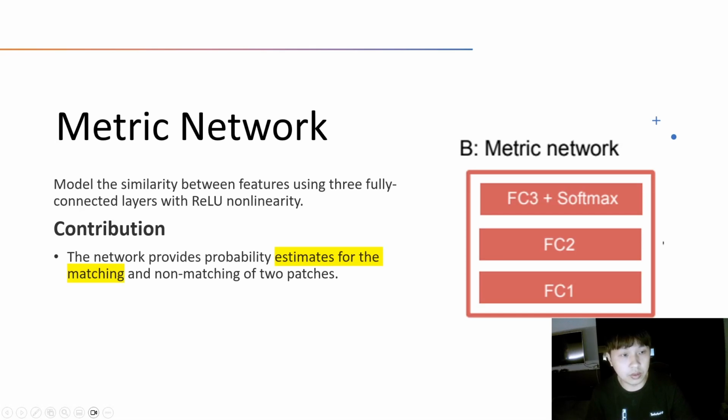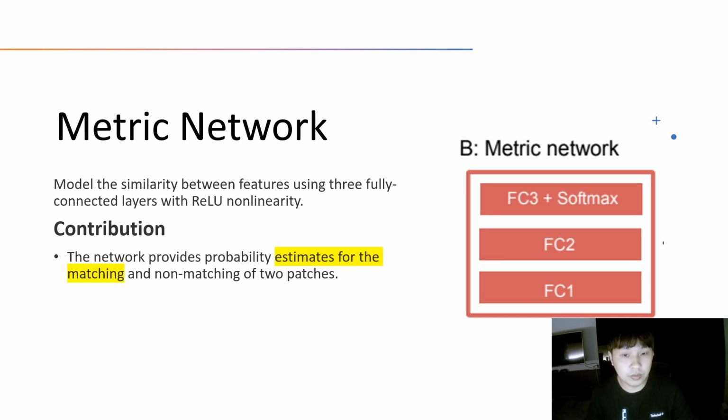The goal of the metric network is to map feature representations to a metric space, where similar images have features with smaller distance, and dissimilar images will have features with larger distance. This type of metric can be used in various applications, such as image retrieval, face recognition, object recognition, or more. The design of the metric network is simple. There are some fully connected layers and softmax. The network provides a probability estimate for the matching and non-matching of two patches.